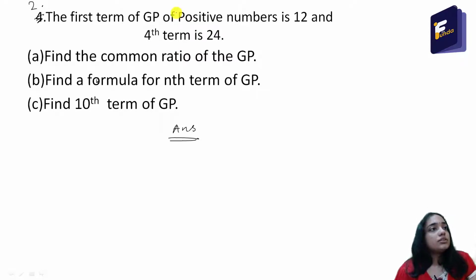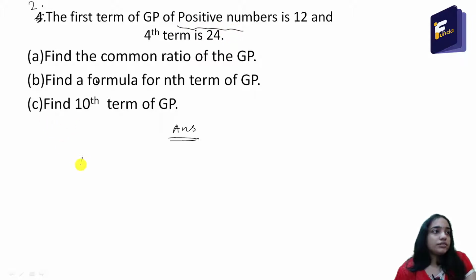The first term of a GP of positive numbers is 12, and the fourth term is 24. So we are given that there is a GP, the first term is 12 and the fourth term is 24, and it is given that all are positive numbers.